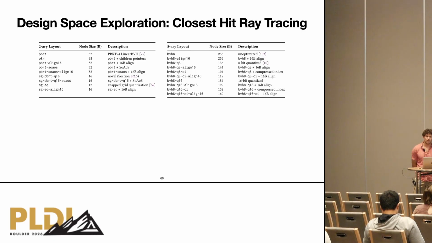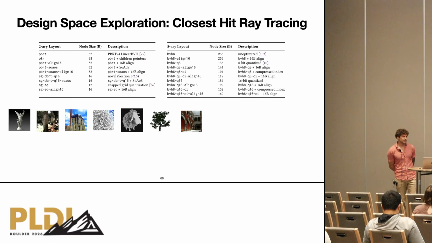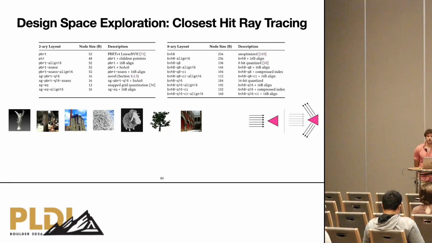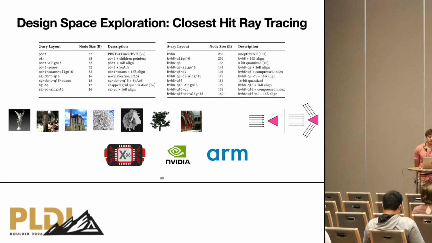This consists of realizing prior state-of-the-art optimizations, but also some minute changes, such as changing the alignment of specific group elements. We do this across 7 different scenes, which range in size from thousands of triangles to tens of millions of triangles, 2 different ray distributions, both incoherent and coherent rays, and finally 3 different machines: x86, NVIDIA GPUs, and ARM CPUs.